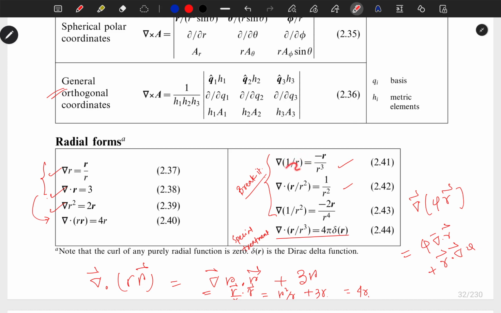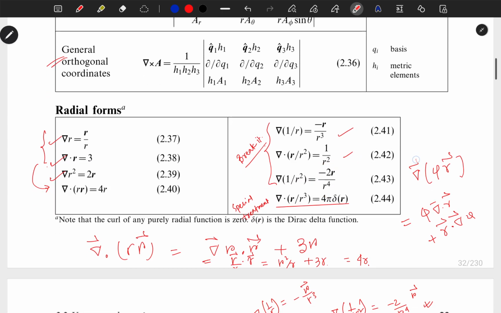Similarly, also just breaking these vectors, we can write down this expression. So gradient of 1 by r equals minus r vector by r cubed. Divergence of r vector by r squared is 1 by r squared. Gradient of 1 by r squared is minus 2 r vector by r to the power 4. These three formulas we don't have to remember, we can derive them.